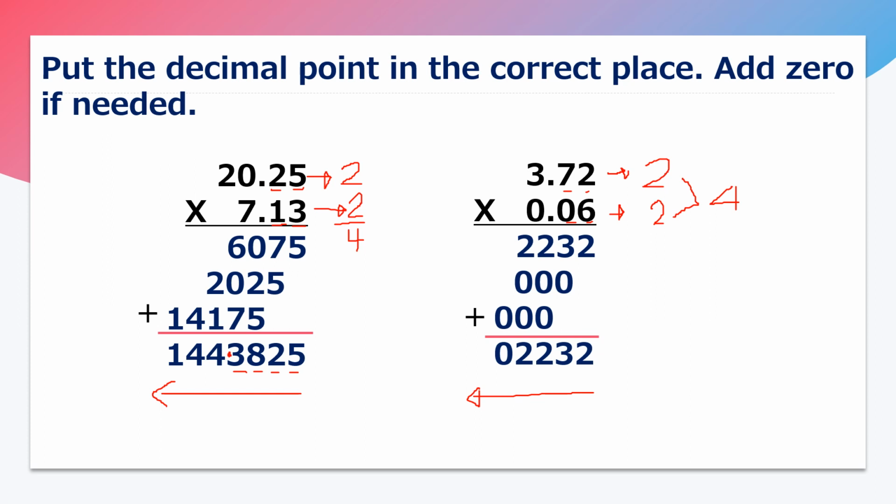So, balik tayo sa ating example. Since we have 4 decimal places, a total of 4 decimal places, bibilang din ako ng 4 sa aking product. So, 1, 2, 3, 4. After ng 4, saka ko ilalagay ang decimal point. Yun na ang iyong sagot. Ganun lang kadali ang learning task 1.